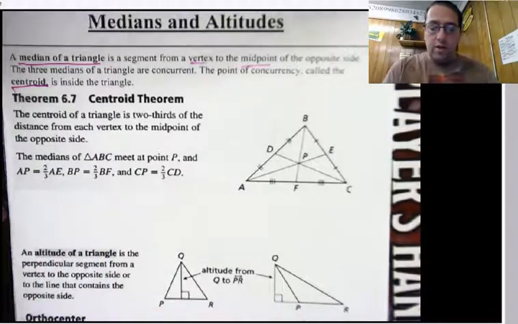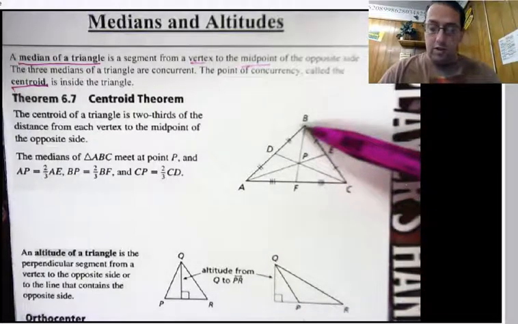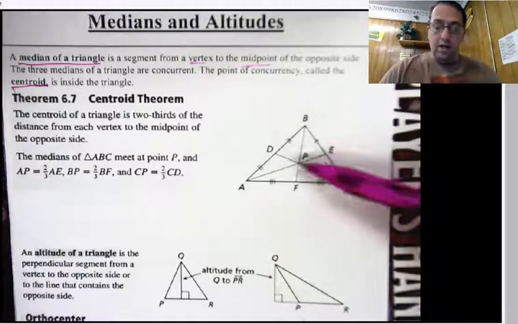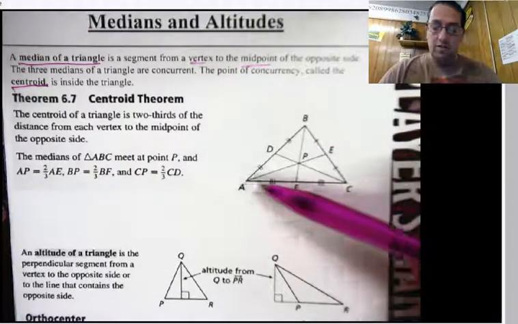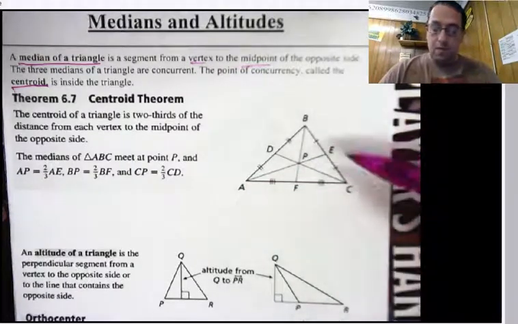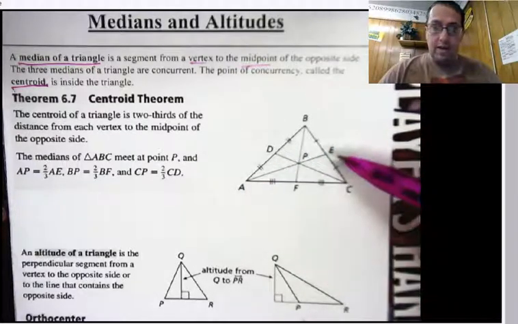Now, that's all well and good. We have some other stuff here. The centroid theorem. What the centroid theorem says is that the centroid of a triangle is always going to be 2/3 of the distance from each vertex to the midpoint. So what that means is point P is 2/3 of the distance from B to F. It is also 2/3 of the distance from C to D and 2/3 of the distance from A to E. So AP is 2/3 of AE.